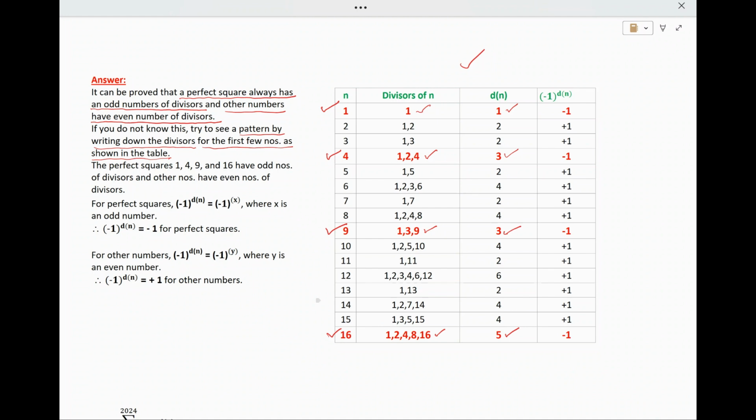And take any in-between number, let us say 6. The divisors are 1, 2, 3 and 6, that is their number is 4. Similarly, if you take 12, you see that the divisors are 1, 2, 3, 4, 6 and 12, that is the number is 6.